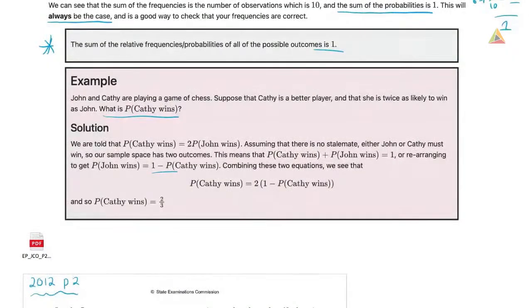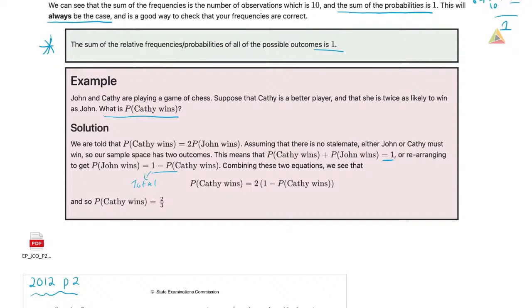We are told that the probability of Kathy winning is the same as 2 times the probability of John winning. Assuming that there is no stalemate, so either John or Kathy must win, you have only 2 outcomes, so the sample space is 2 outcomes. This means that the probability that Kathy wins plus the probability that John wins is going to equal 1, because remember the sum of the probabilities is always 1. Or if we rearrange it, the probability of John winning would be 1, which is the total, minus the probability of Kathy winning.